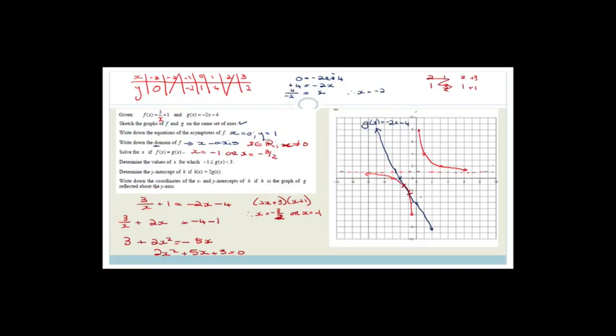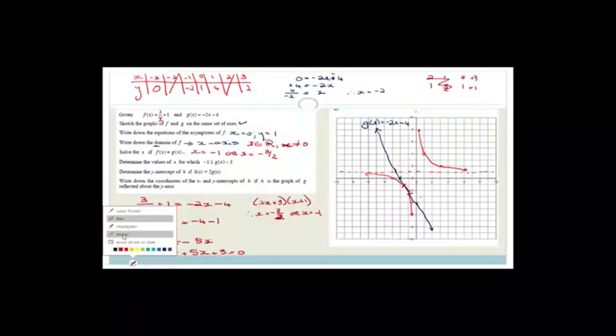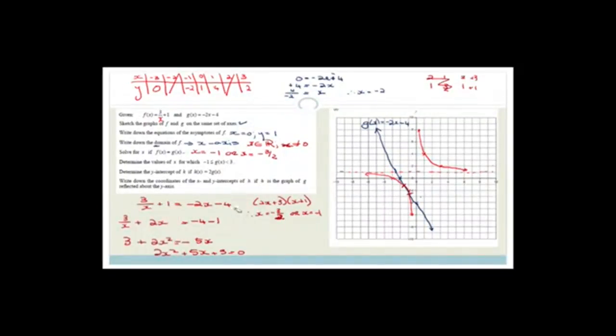Now it says, determine the values of x for which g of x is smaller than 3 and greater than or equal to minus 1. Okay. So let's just translate that into English, shall we? They're saying they want the values of x for which g of x is smaller than 3 and greater than or equal to minus 1.